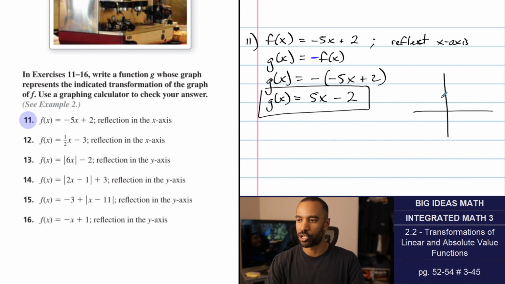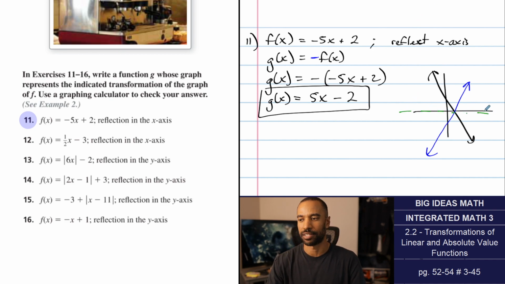The graph is a confirmation. Negative 5x plus 2 would have a y-intercept up there as it goes down, and positive 5x minus 2 would go this way. Negative 2 y-intercept and goes that way. Here's the reflection across the x-axis like that.